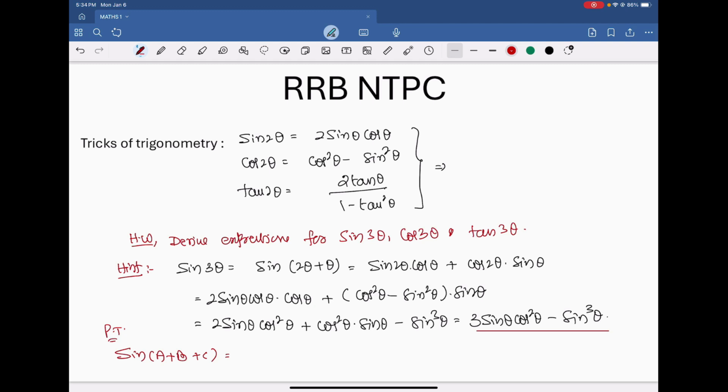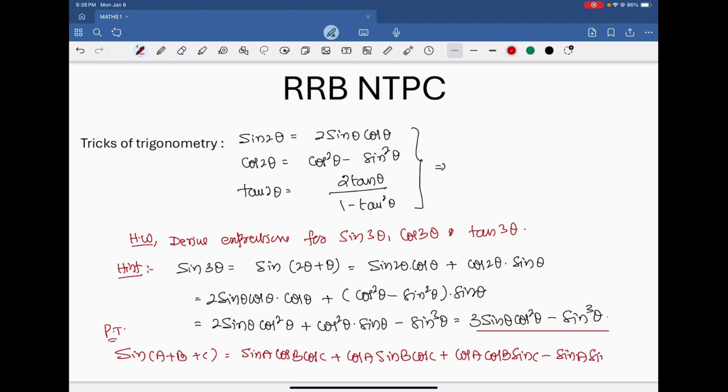cos B cos C plus cos A sin B cos C plus cos A cos B sin C minus sin A sin B sin C.